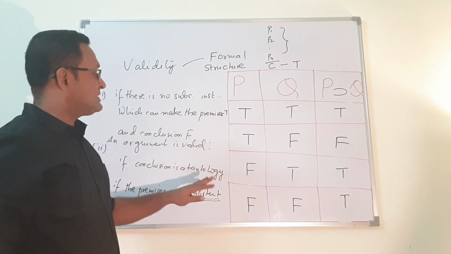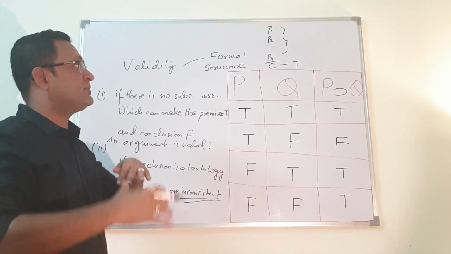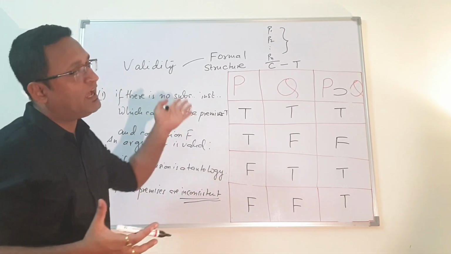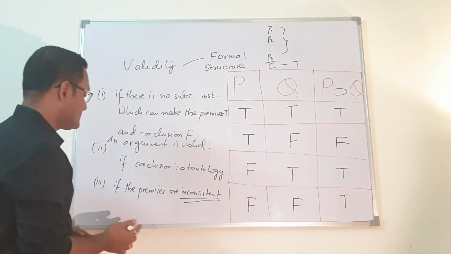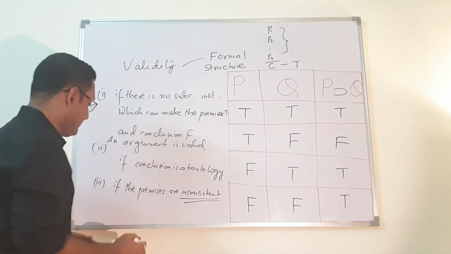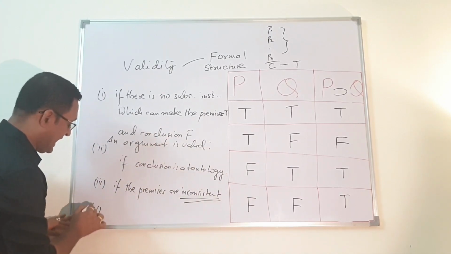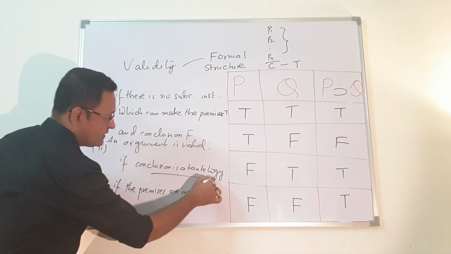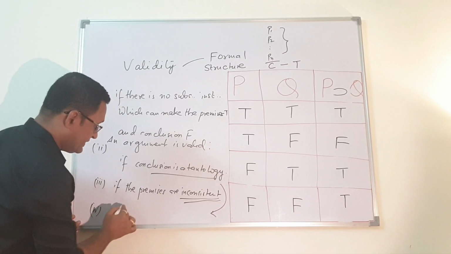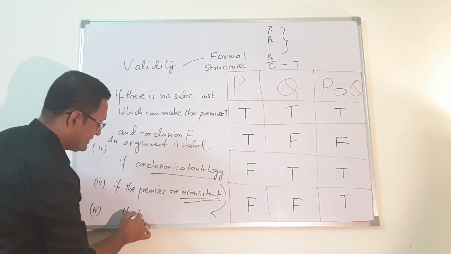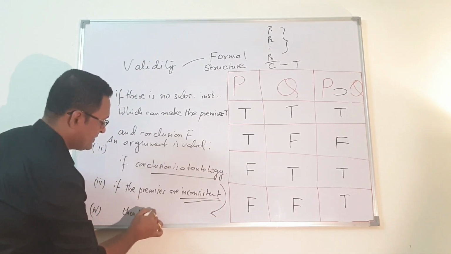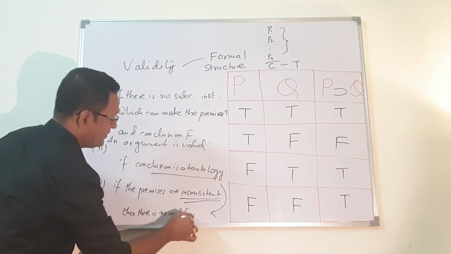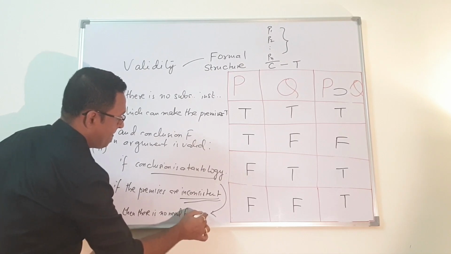Fine. So if the premises are inconsistent, if the premises cannot be true together, then what will happen? The argument will again be deemed to be valid. Okay, so this is like the condition. In fact, the fourth condition which I will add is that if the conclusion is a tautology, then there is no need for premises even.